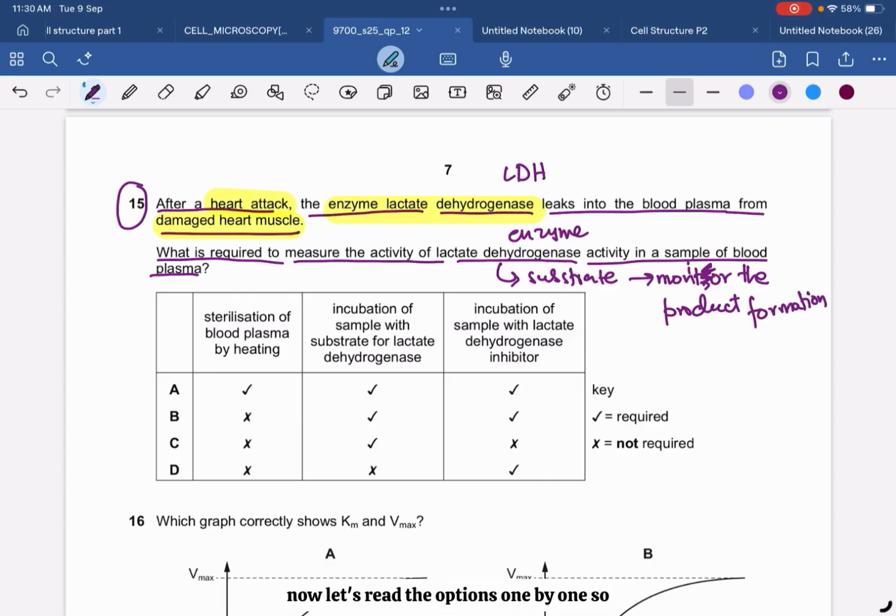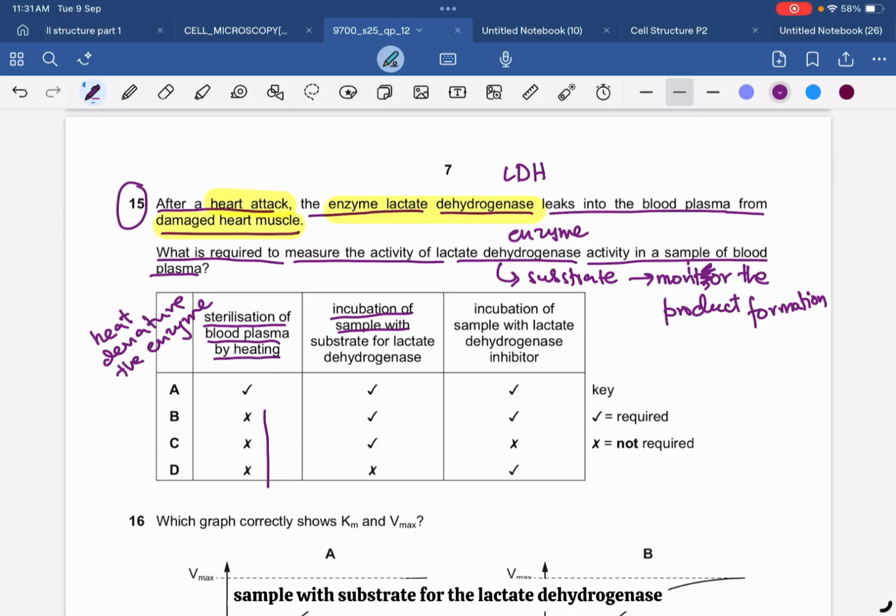Now let's read the options one by one. Sterilization of the blood plasma by heating. This is incorrect. Why is this incorrect? Because if we are sterilizing the blood plasma by heating, heat may denature the enzyme. And if the enzyme is denatured, we cannot monitor its activity. Next, incubation of the sample with substrate for the lactate dehydrogenase.